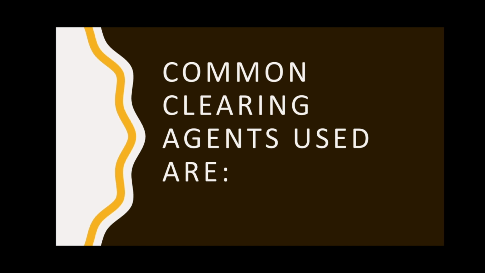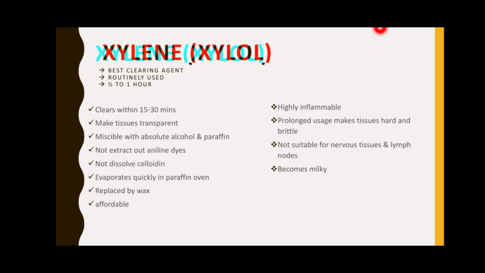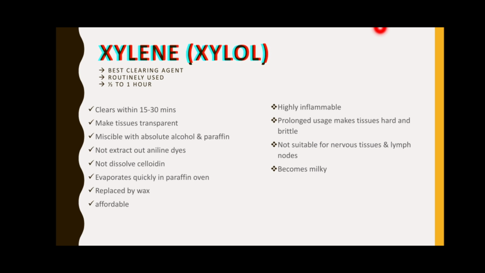Among the common clearing agents used, we have xylene, commercially known as xylol. This is a colorless clearing agent that is most commonly used in histology laboratories. Clearing time is usually half to 1 hour and is used for clearing, both for embedding and mounting procedures. It is generally suitable for most routine histologic processing schedules of less than 24 hours and when the tissue block size is less than 5 millimeters in thickness.